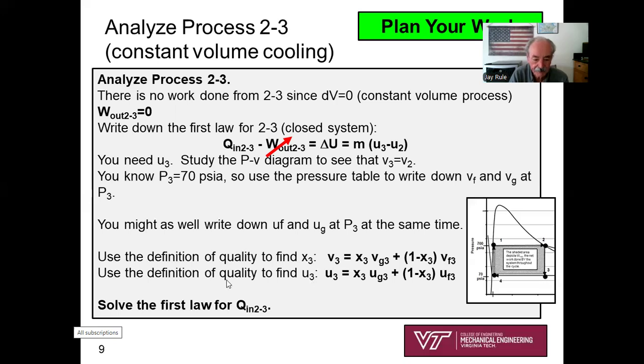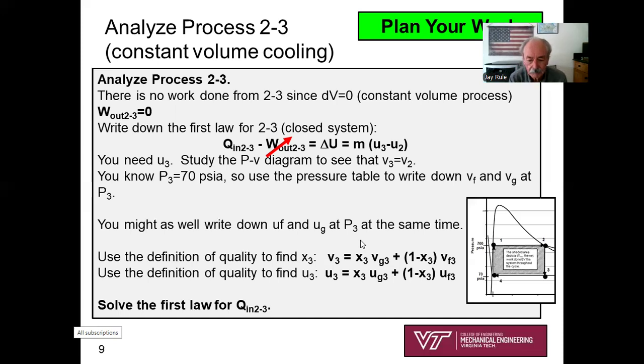How would you do that? Well, here I've written down, use the definition of quality to find X3. You know V3, you have a number for that. What's V3? Well, that equals X3 times VG3. That's a number that you can write down from your pressure table. VG, saturated vapor specific volume, plus what's left over, 1 minus X3 times VF3. That's a lookup at 70 psi. You've got one equation, one unknown. Solve for X3, the quality at state 3.